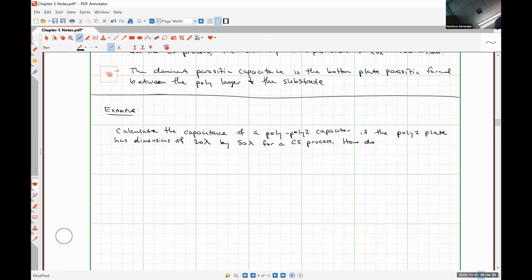And then how does the bottom plate capacitance compare to the desired capacitance value? Desired.